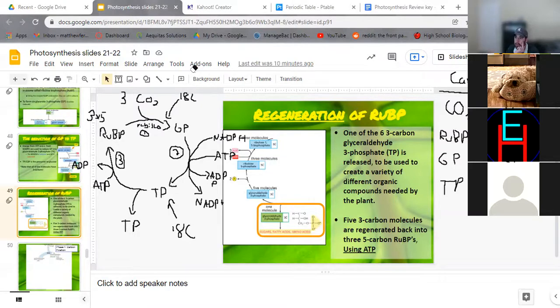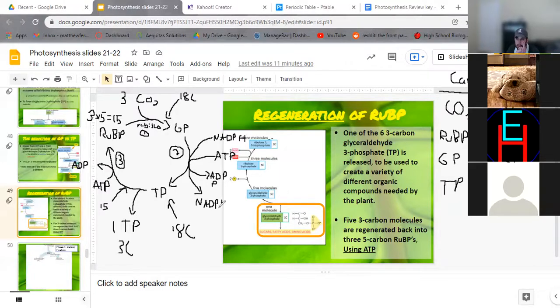And how many carbons is triose phosphate? Triose phosphate, TP, how many carbons in a single molecule? 3. It's right here. So if I'm losing a single TP, that means I'm losing 3 carbons. So how many carbons should I have here now? 15. Absolutely. Hey, how many carbons did we start with in carbon fixation? 15. Wow, crazy. Look at that.